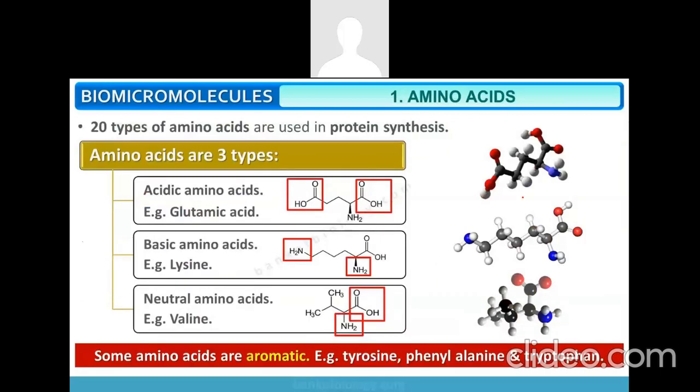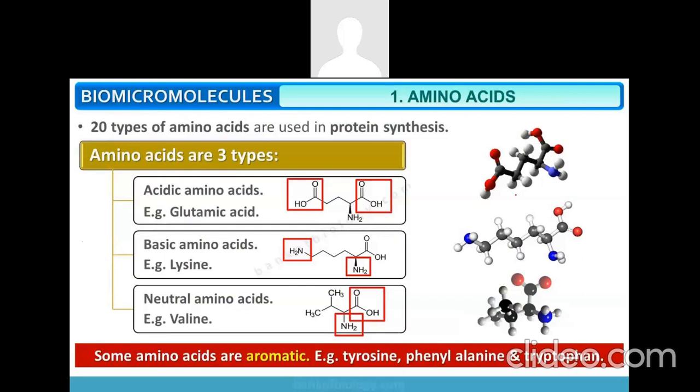There are totally 20 types of amino acids that are used in protein synthesis, and the amino acids are of three types. The first one is acidic amino acids. Glutamic acid is one example. Basic amino acids, lysine is one example, and neutral amino acids, valine is one example.